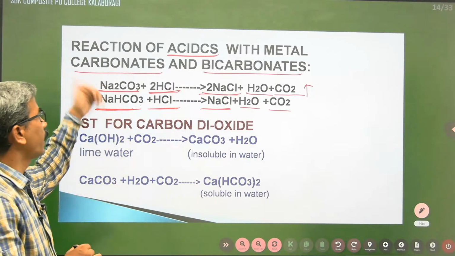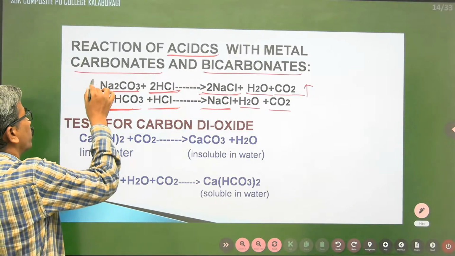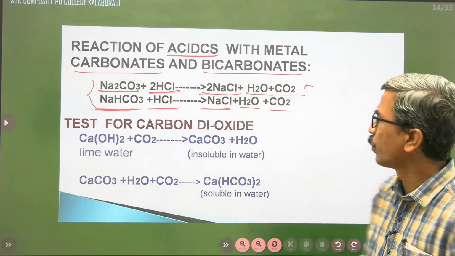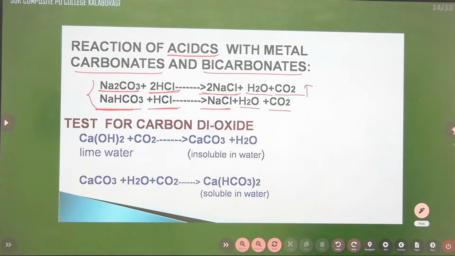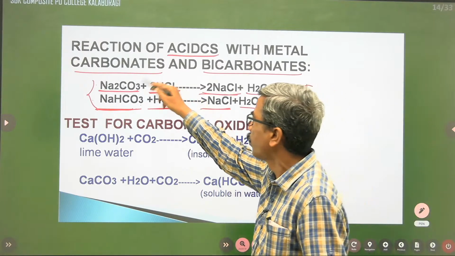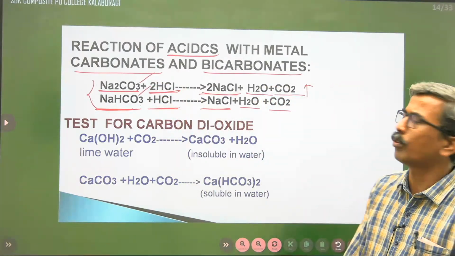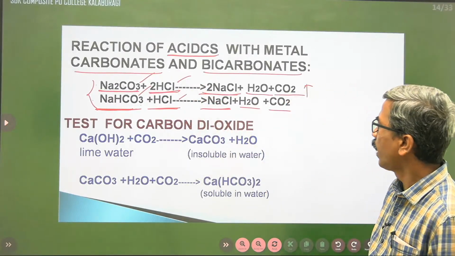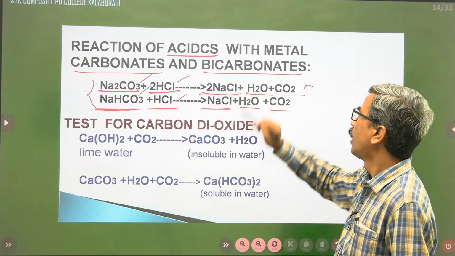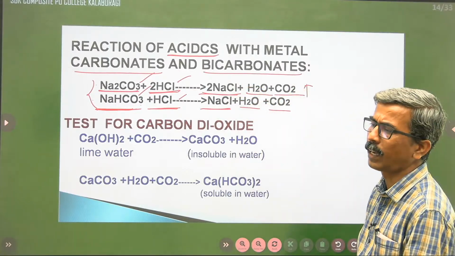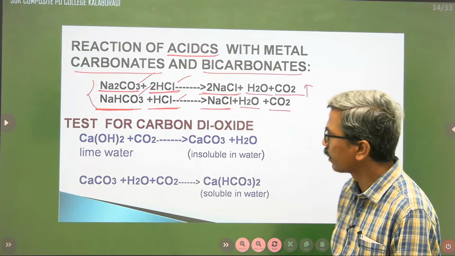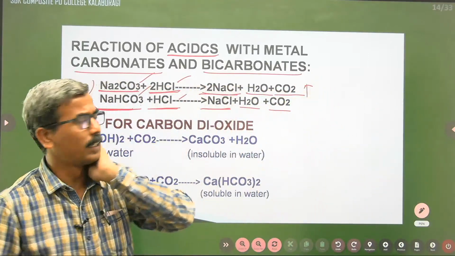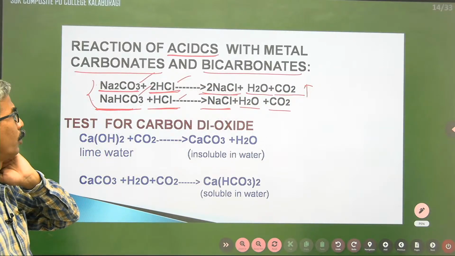So I can conclude that both carbonates as well as bicarbonates, when they are made to react with acids, will give salt, form water, and carbon dioxide will be liberated. Now even this reaction you can check, very simple, that is a test in the laboratory also.